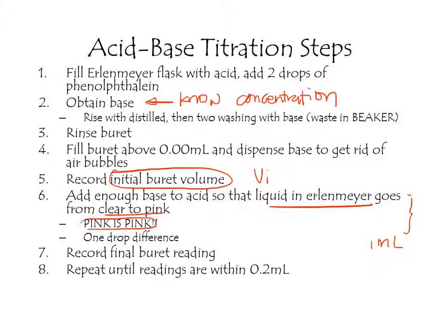You will know when it's pink because it is pink, and typically just 1 drop makes a big difference. 1 drop will turn it pink. It goes straight from clear to pink in 1 drop. And when you have hit your 1 drop, that is your end point. Record your final volume once you've hit your end point. And then go ahead and find your change. So your total volume is your delta V, which is your final minus initial. And this is the reason why I say put your initial to 0.00, because it makes your math easy.